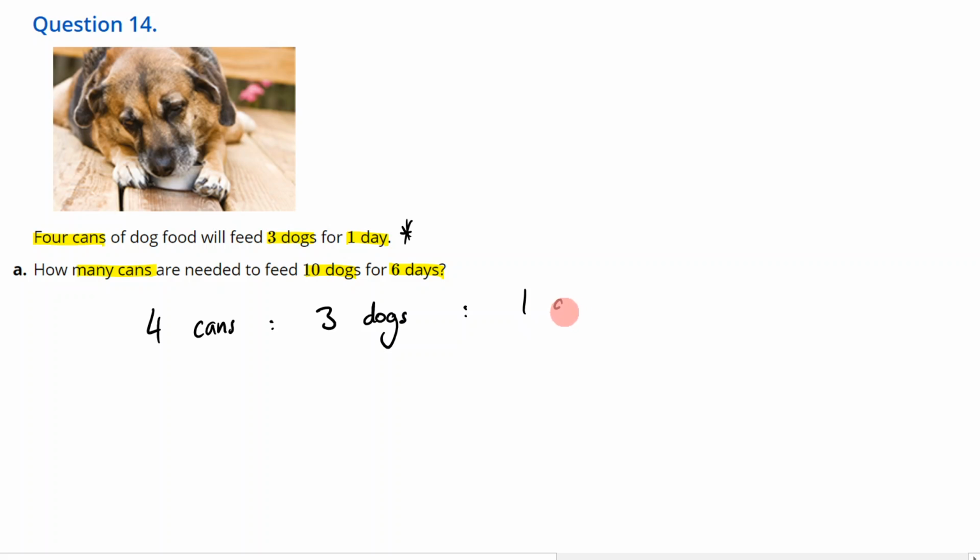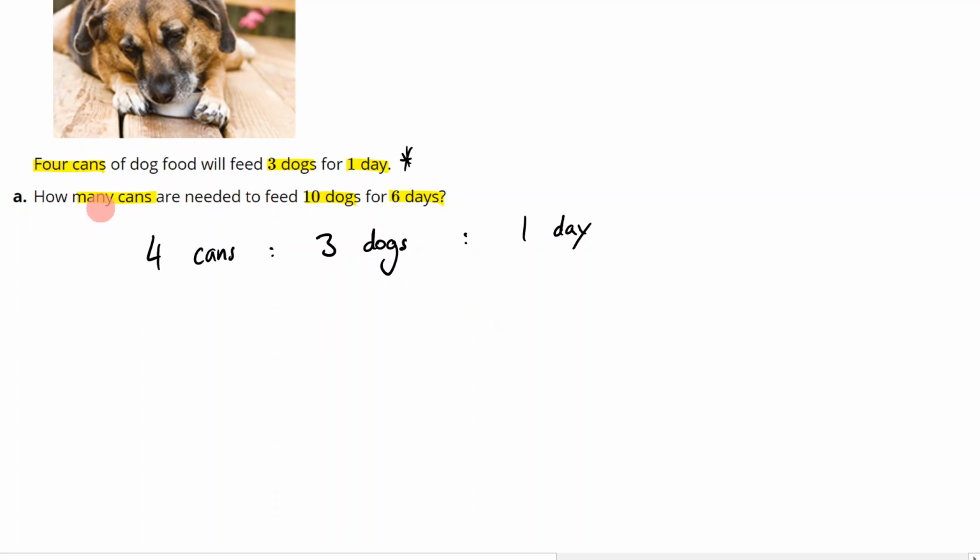for 1 day. Perfect. Now, what we need to figure out is how many cans are needed to feed 10 dogs for 6 days. So hopefully you can notice that I'm going to have to change this 3 to a 10 and this 1 to a 6, and then see what my resulting cans are going to be. So that's what we're doing. We're going to change this one, and we're going to change this one to what we're being asked to find. So let's now kind of clean this up a bit.